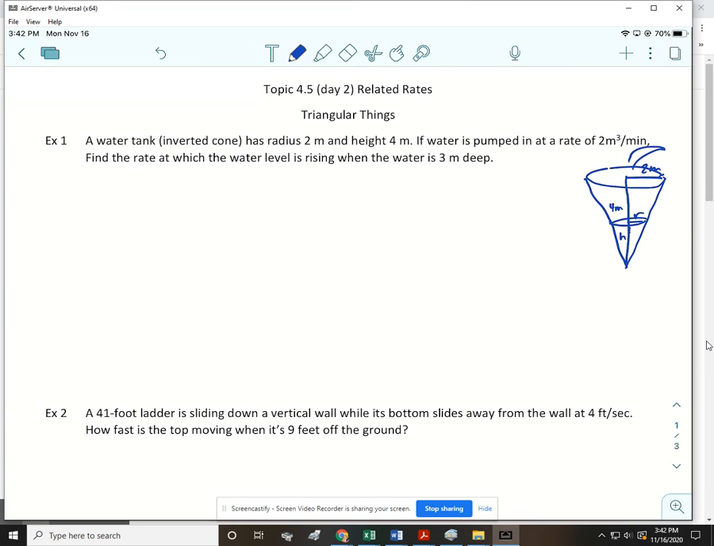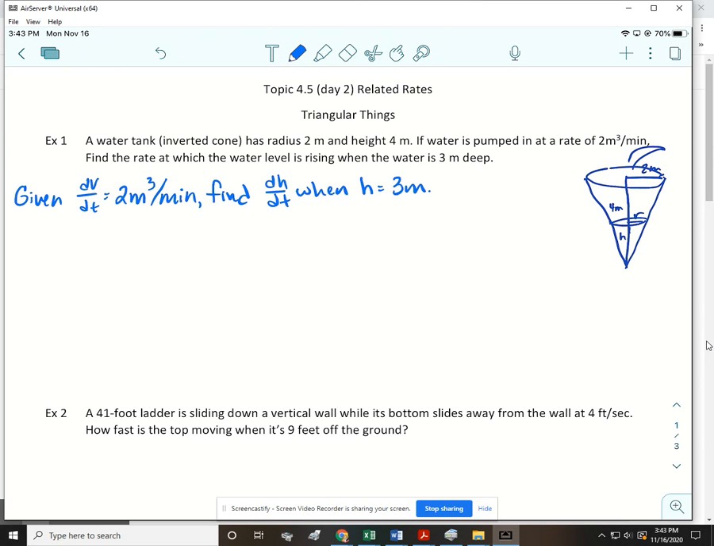All right, so now let's write down what we're given. We're given that the change in volume, dV dt, is 2 cubic meters per minute. Now, I'm not going to write that we're given that the radius and the height are that, because that is actually changing throughout the problem. So we're just going to hold on to that information for now. All right, and then what we're going to find is the height of the water, how fast it's changing, dH dt, when the height is 3 meters.